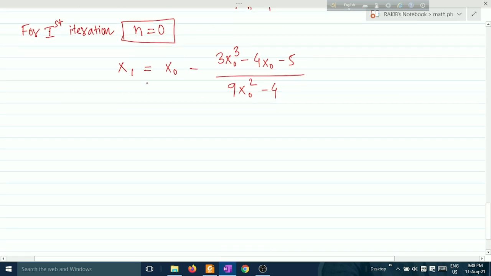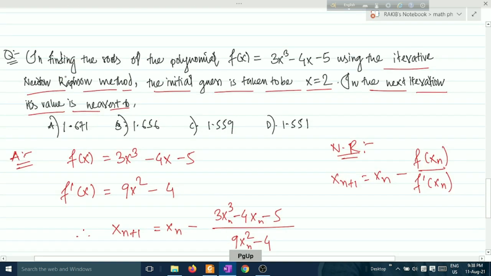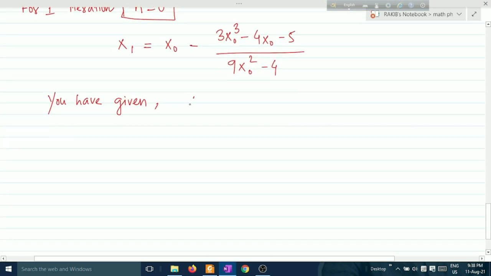What you have to do, you are given that the initial guess is taken to be x equals 2. This means x equals 2 is the initial guess. It is given in the question. Initial guess means x0 equals 2. Therefore, you have to plug it into this formula.